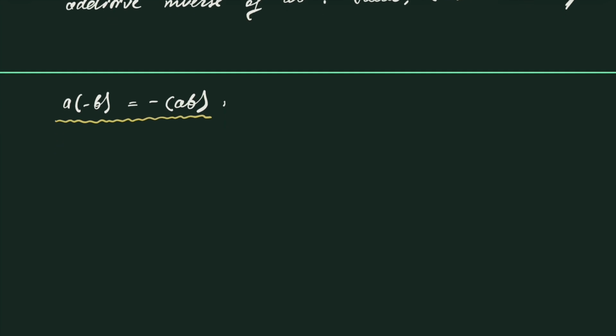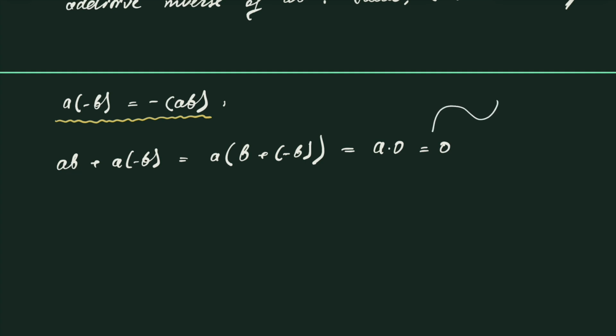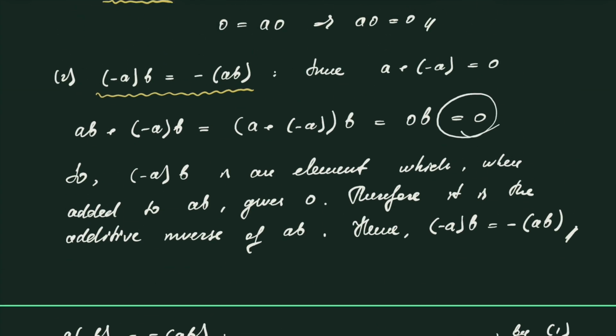Our main aim is to show that the inverse of AB is this one. So let's write this down. AB plus A times minus B. By distributivity, it's A times B plus minus B. But B plus minus B is equal to 0 by definition, because minus B we consider as the additive inverse of B. So we have A times 0 here, which is 0, again by the previous fact. So let me write this here, in fact, as this is done by fact 1. The same is applicable here, of course.